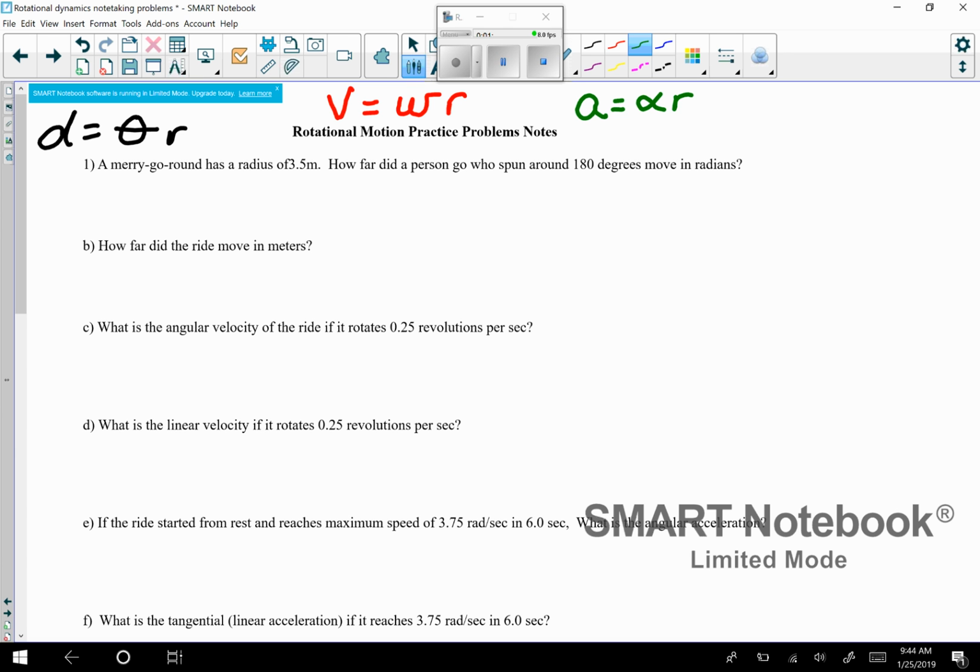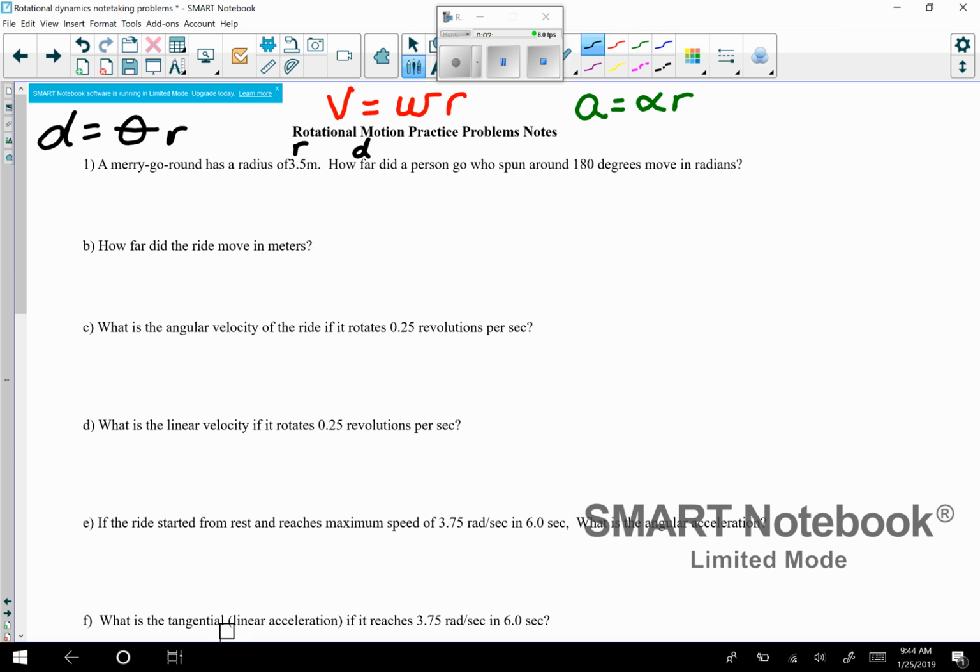Number one, it says a merry-go-round has a radius of 3.5 meters. We're going to use this for most of the problems, so keep that in mind. How far, so I want to know the linear distance, did the person go who spun 180 degrees? But actually, I don't want to know linear distance. I want to know it in radians.